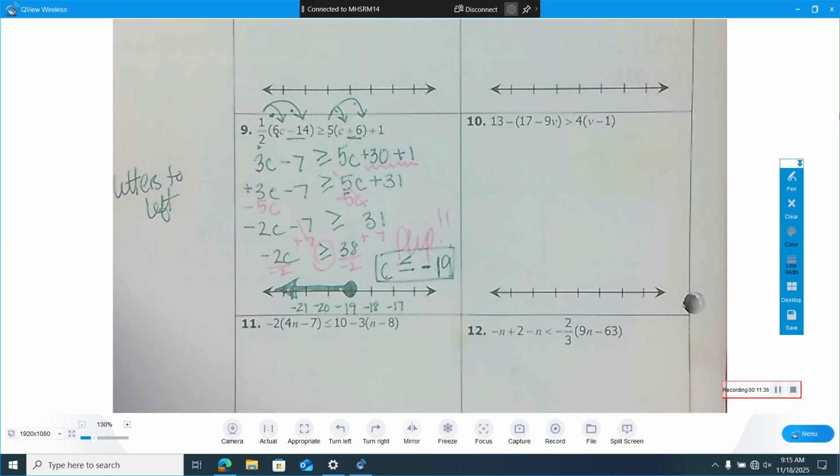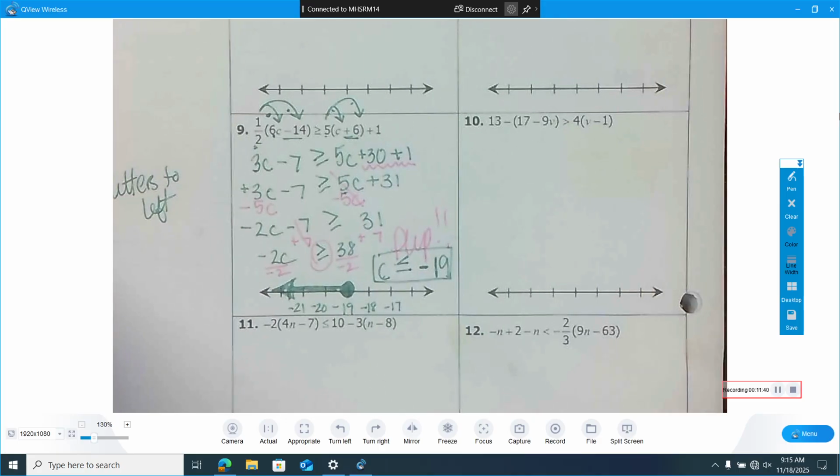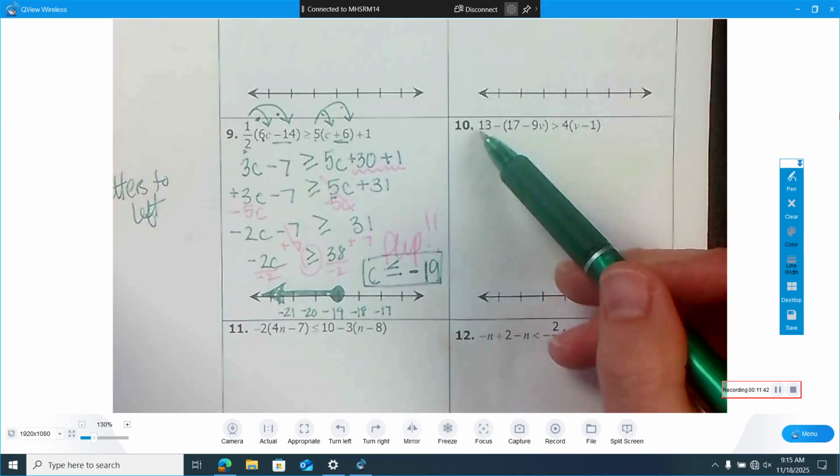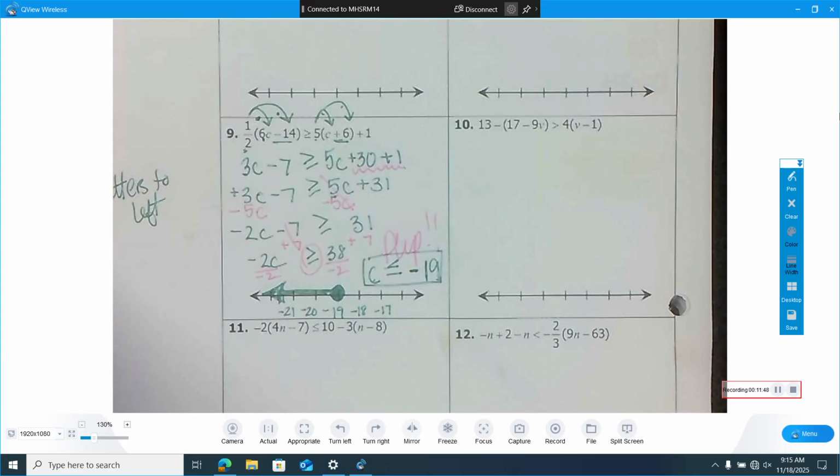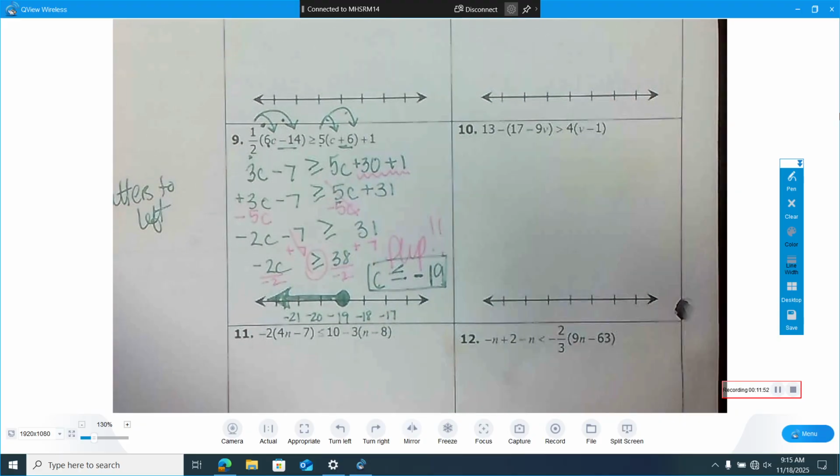All right, how are you doing so far? Doing okay? All right. I think let's just do number 10, and this will be our last one. Does that sound okay to you guys? Yeah? Why did I choose number 10? There's an invisible one. Very, very good.